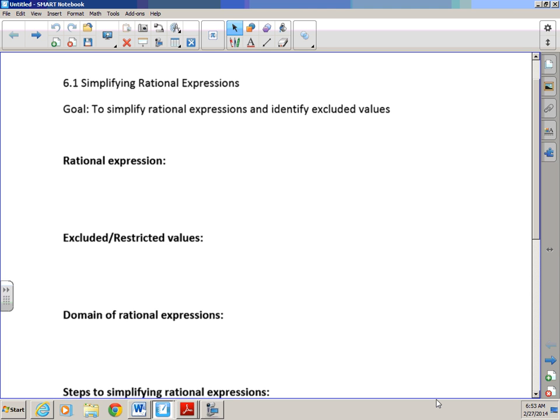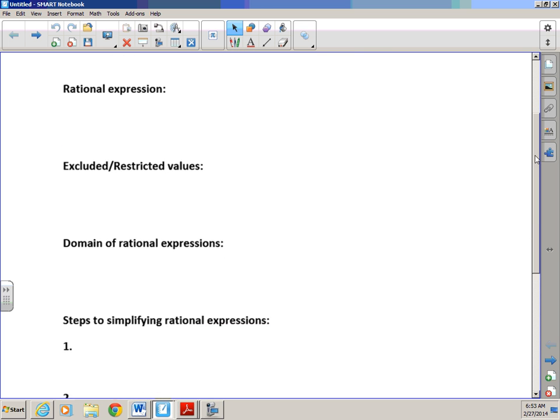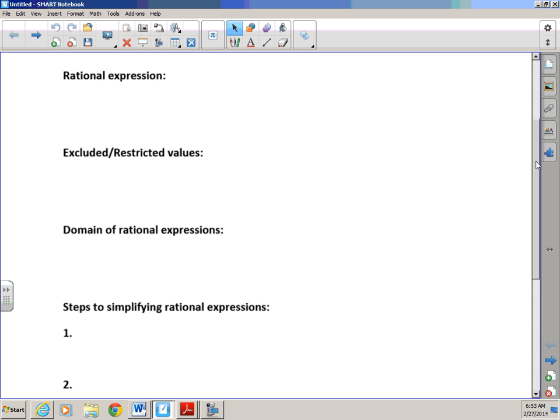Okay, the topic for today is to simplify rational expressions and identify excluded values. The good thing is most of what we're going to do today you have done previously. We're just going to extend or expand upon what we're doing. Now, rational expressions: if you see the word rational in math, what you should be thinking about is ratio, which you should be thinking about is a fraction.